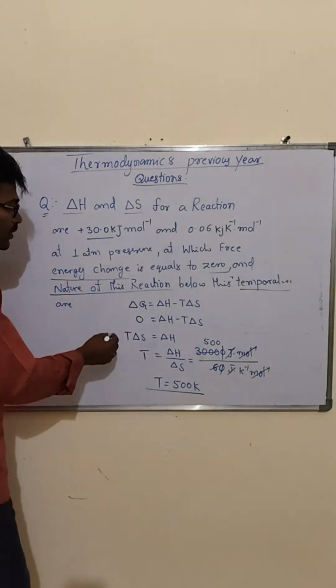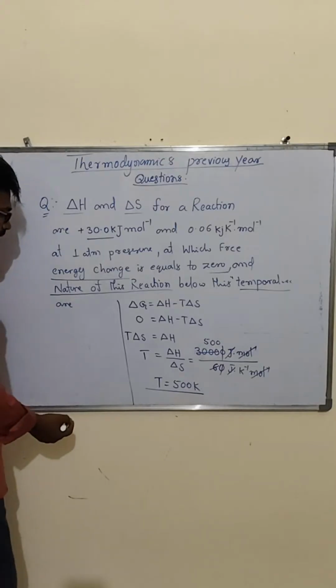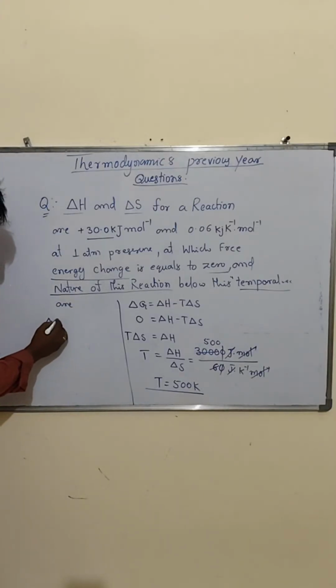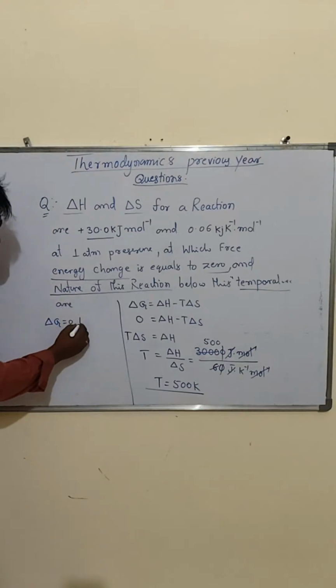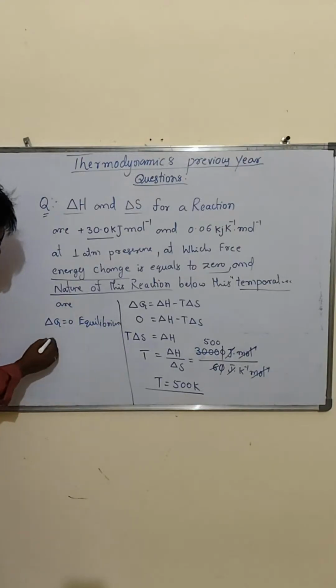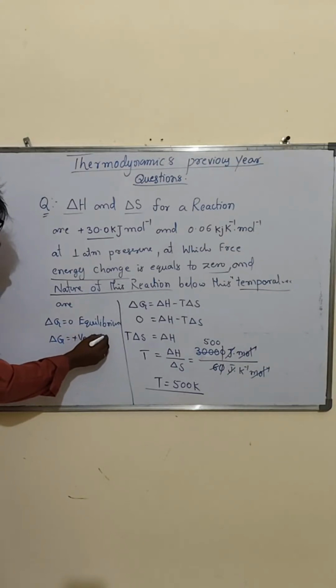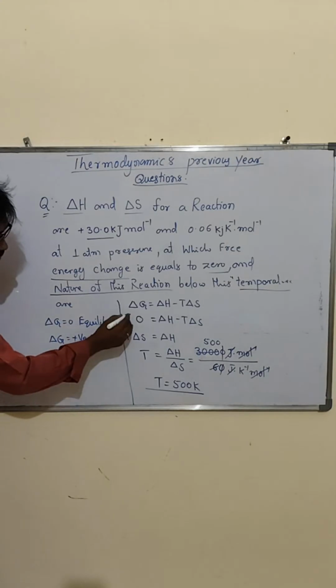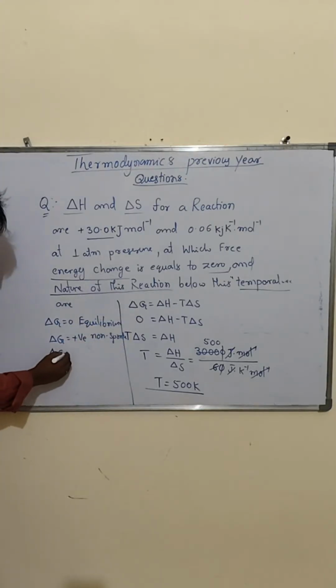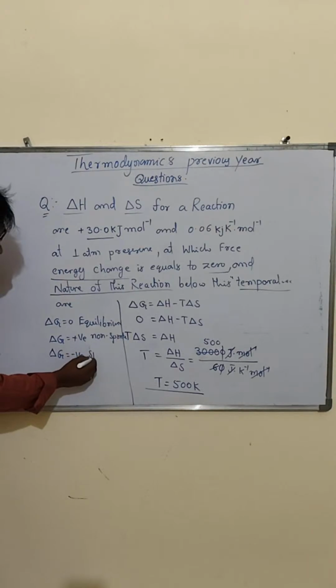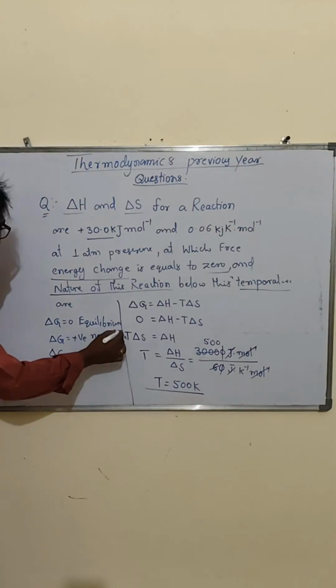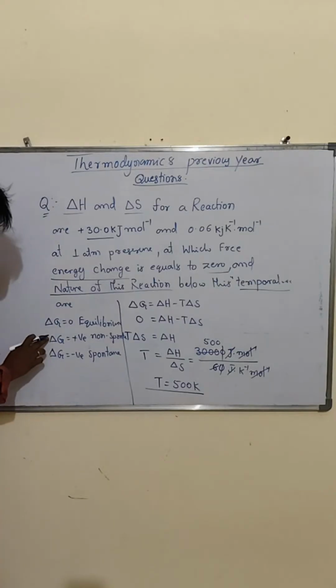How can you say it is non-spontaneous? Remember, when delta G equals 0, the reaction is in equilibrium. When delta G is positive, the reaction is non-spontaneous. When delta G is negative, it is spontaneous. So how can you say delta G is positive here?